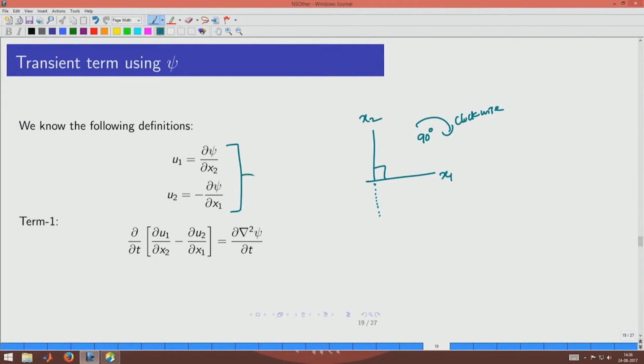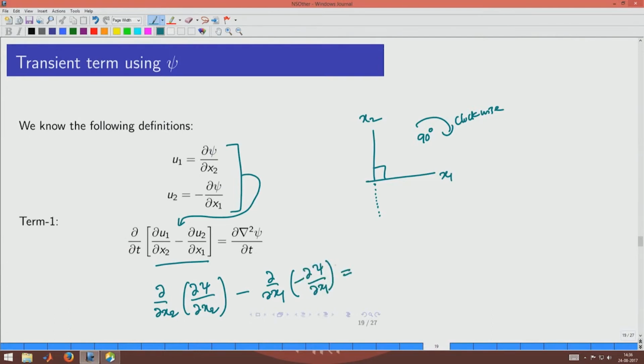So, now what we do is we plug these two expressions here, and immediately we could see that this term is coming out as a Laplacian of psi. So, you could see that this is nothing but the first term: dou by dou x2 of u1, which is nothing but dou psi by dou x2, minus dou by dou x1 of u2, which is nothing but minus dou psi by dou x1. So, these two will combine, and therefore, you see that dou square psi by dou x2 square plus dou square psi by dou x1 square, which is nothing but this.